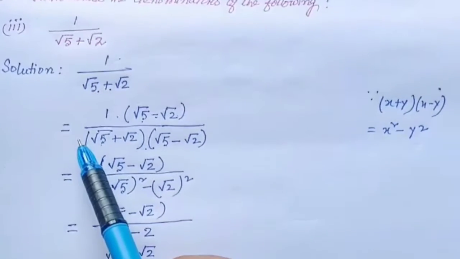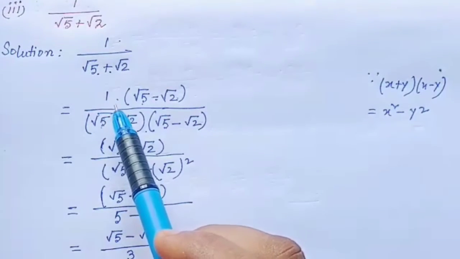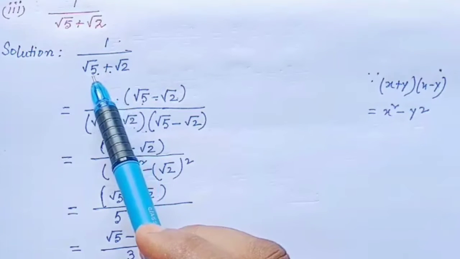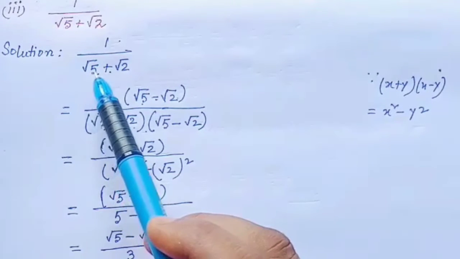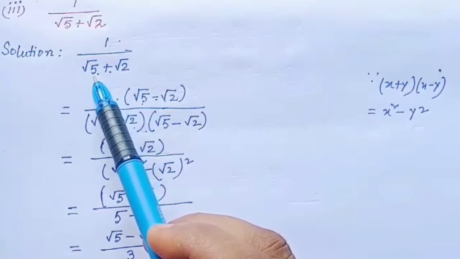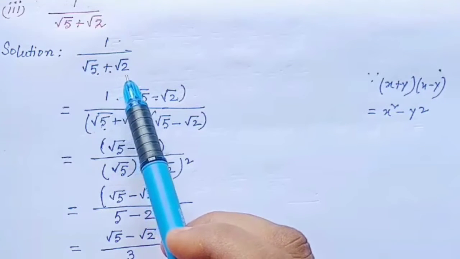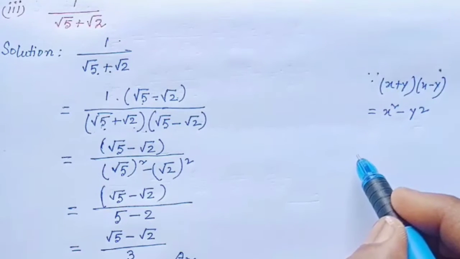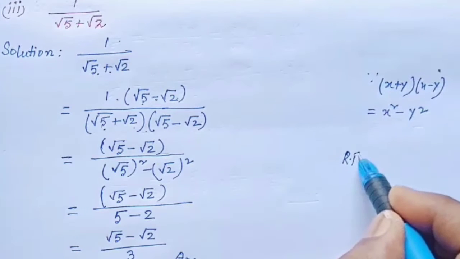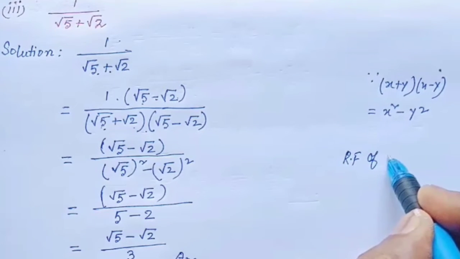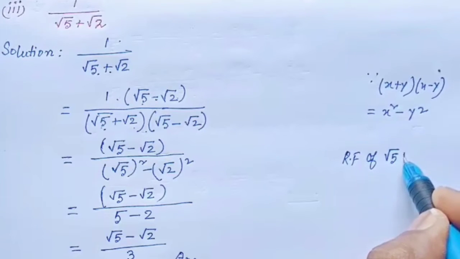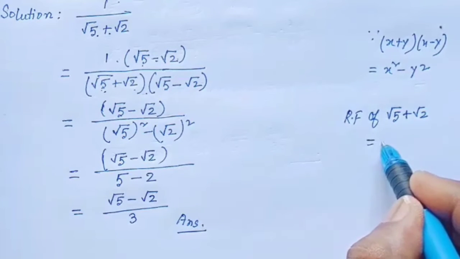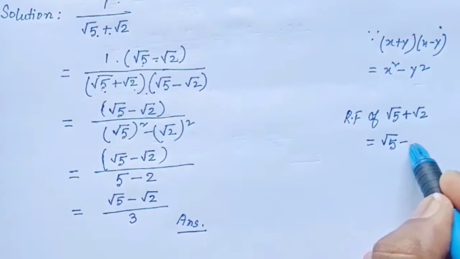equal to 1 divided by root 5 plus root 2. Now what is the denominator? Denominator is root 5 plus root 2. What is the rationalizing factor of root 5 plus root 2? The rationalizing factor of root 5 plus root 2 is equal to root 5 minus root 2.